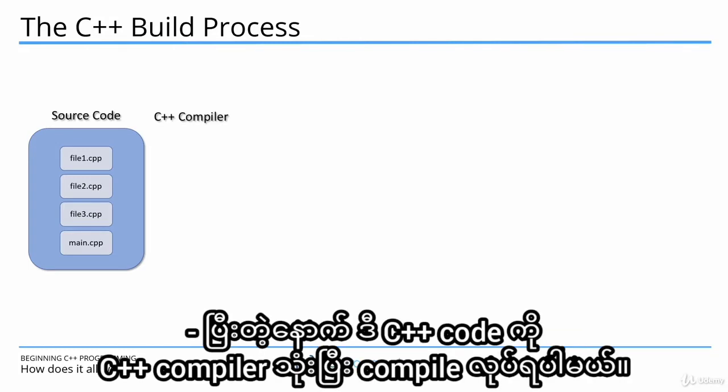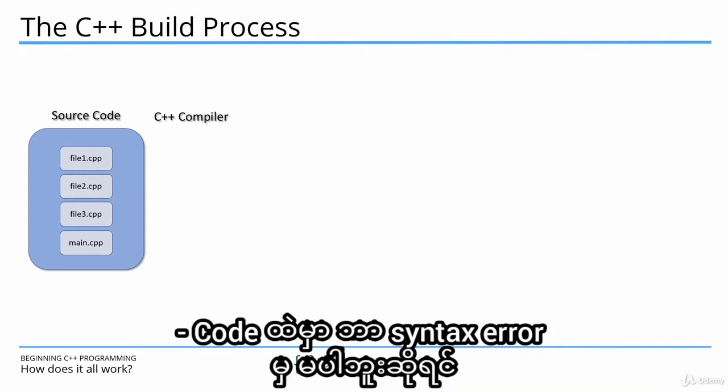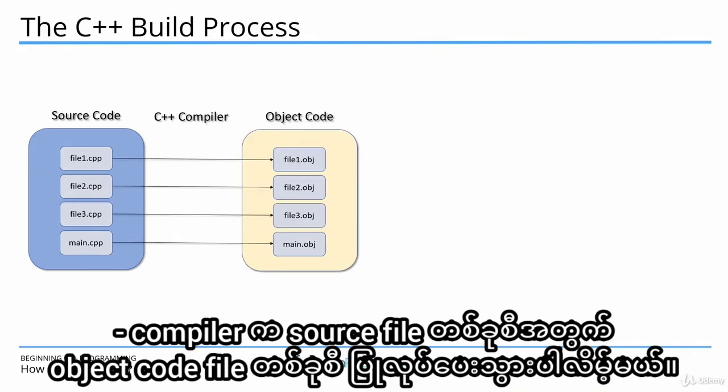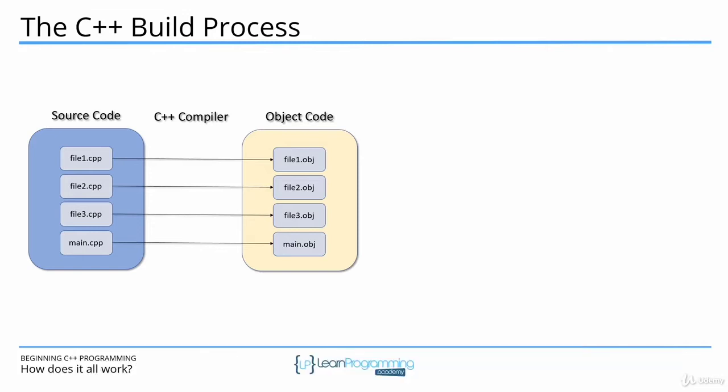Then we need to compile the C++ code using a C++ compiler. If the code contains no syntax errors, then the compiler will generate an object code file for each C++ source file.